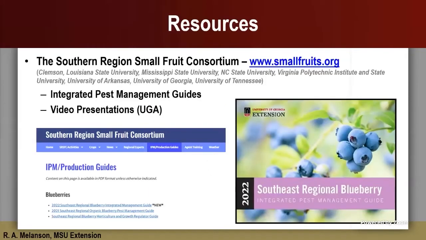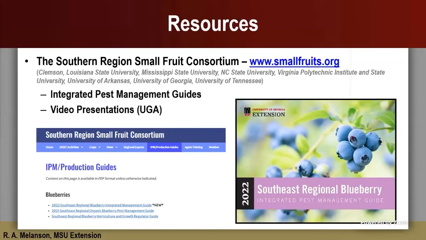The Southern Region Small Fruit Consortium is also an important resource, www.smallfruits.org. The Small Fruit Consortium puts out a number of different IPM production guides, including one for conventional blueberry production, as well as one for organic blueberry pest management. And so this is a really useful guide. This is what I use whenever I'm looking to find the best fungicide products for management of the various diseases. And then there's also a tab on that website for agent training.